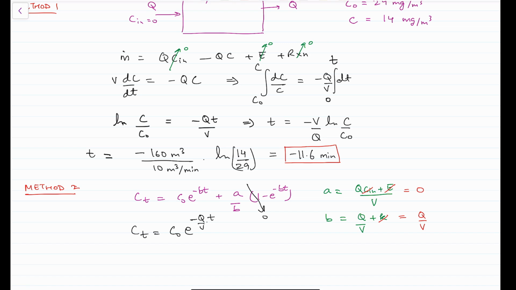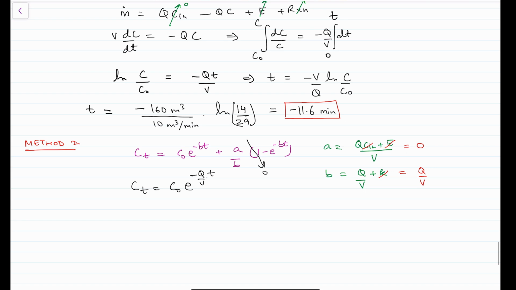And if you take natural log here, ln of C(t) over C naught is equal to minus Q over V times T. So this implies T is minus V over Q ln C(t) over C naught, which is the same expression as we got from the previous method. Actually, one second. The time cannot be minus, so I made a mistake there. Actually, the negative and negative signs cancel out here.